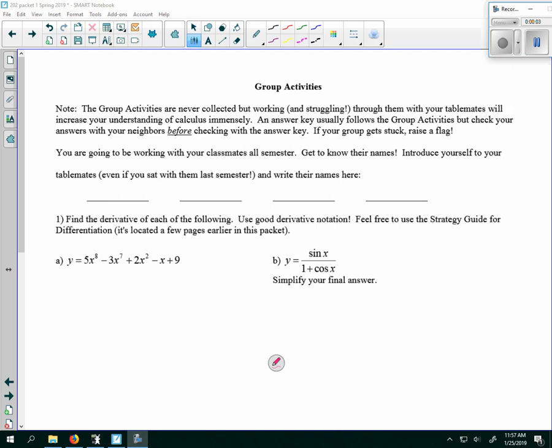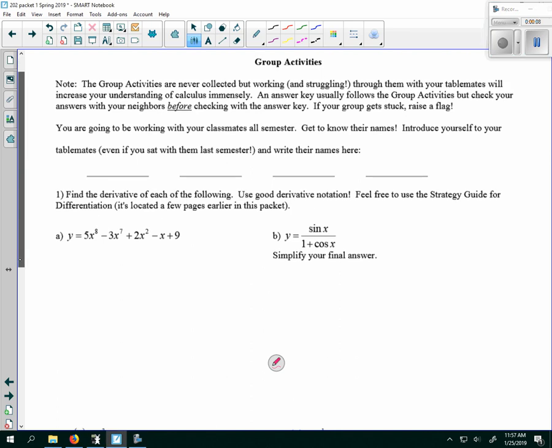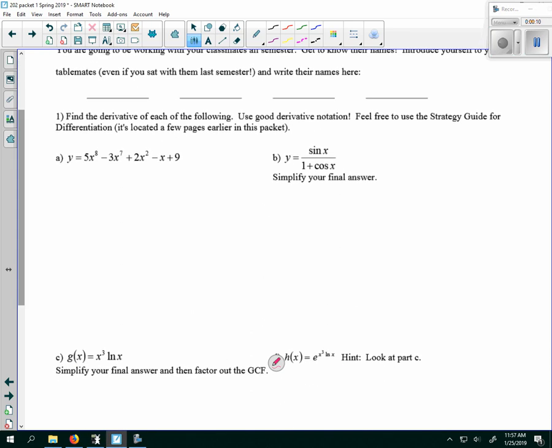We're going to find the derivative of each of the following using good derivative notation. Part A, y equals 5x to the 8th minus 3x to the 7th plus 2x squared minus x plus 9. That is a polynomial, so I can just use the power rule on each term. So I have y prime, the derivative, is equal to, bring down the 8 times the 5 is 40x to the 7th minus 21x to the 6th plus 4x minus 1. Derivative of the 9 is 0, so I don't even write that down.